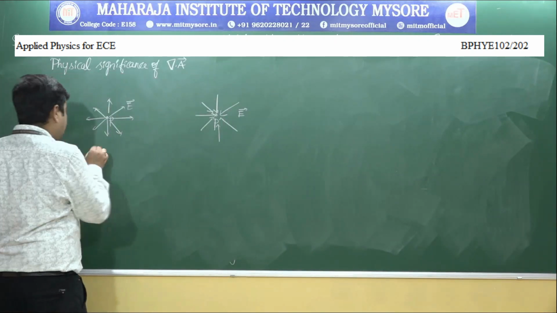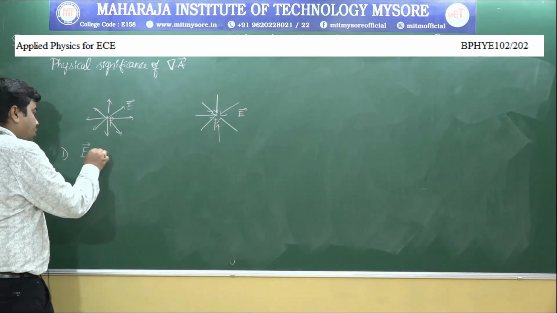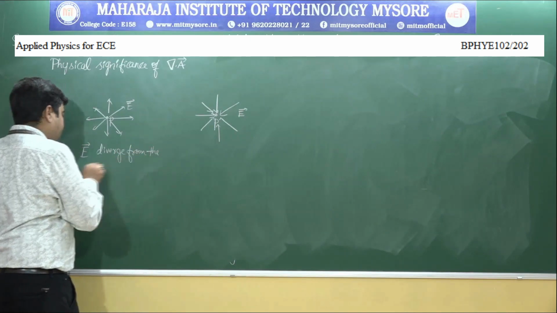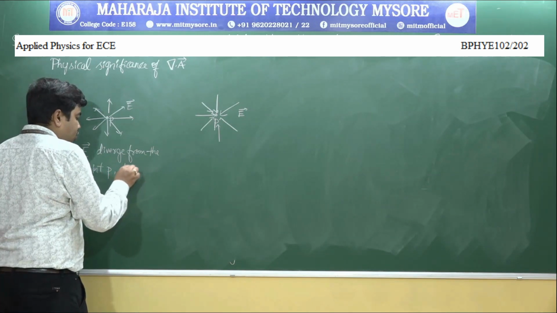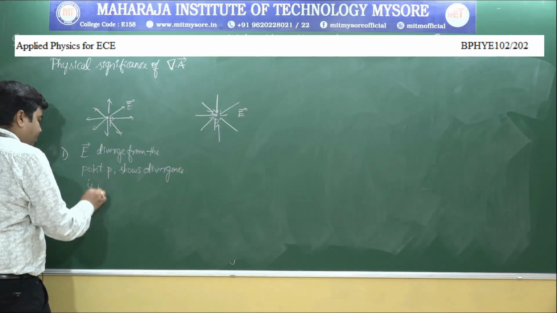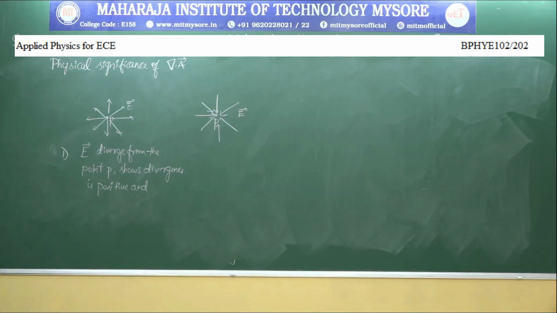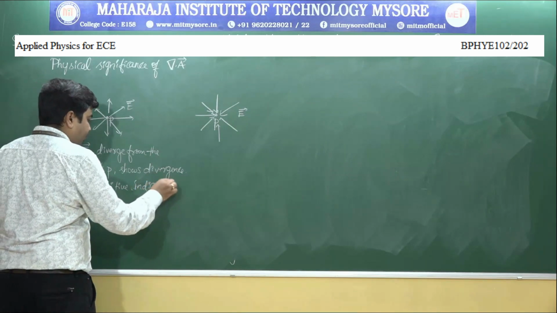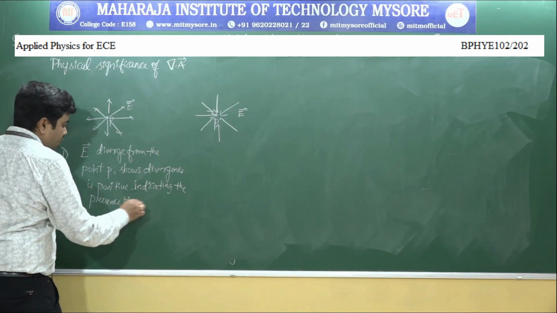If an electric field vector, or electric lines of force, diverge from the point P, this shows the divergence is positive, indicating the presence of a positive charge.